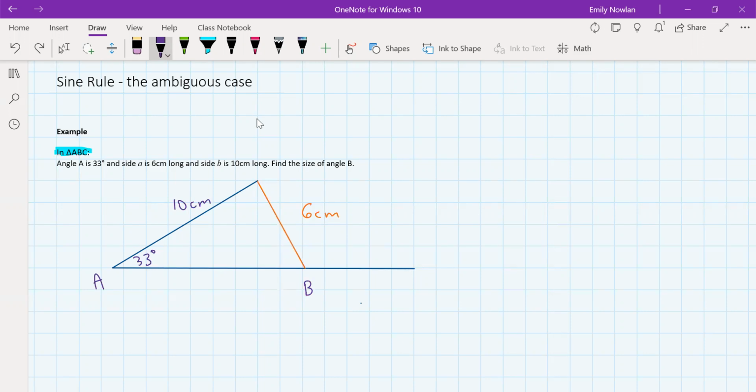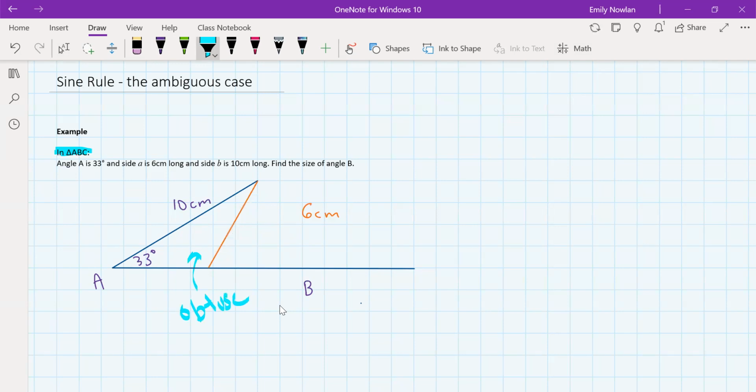Okay, so the question is though, when I drew my side A, which was opposite angle A, I could have put it that way, but I also could have put my 6 centimeters in this way. And if I did that, my angle B is no longer the same size. So this would be an obtuse angle. See that? It's bigger than 90 degrees.